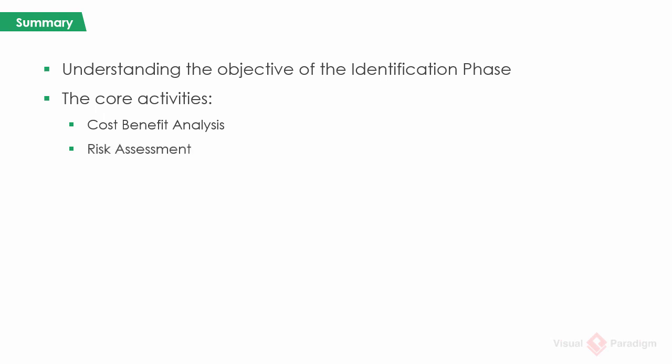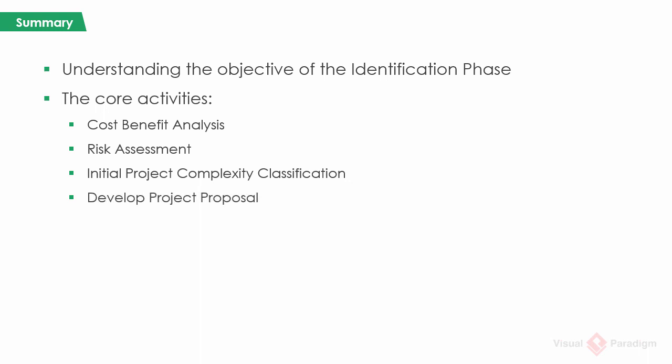Risk assessment, to assess the risks associated with the project. Initial project complexity classification. Know the project's complexity by answering a questionnaire. By the end of this phase, a project proposal will be developed. The project sponsor evaluates it and decides whether to accept it or reject it. If the proposal is approved, the identification phase ends and the initiation phase begins.